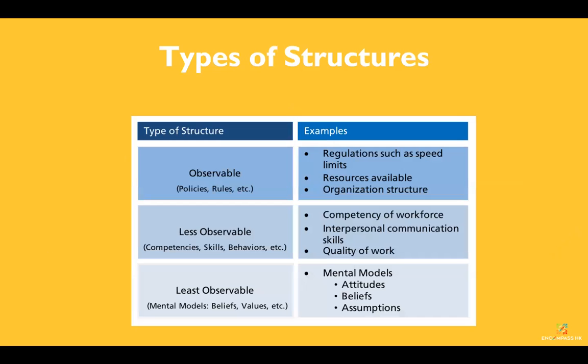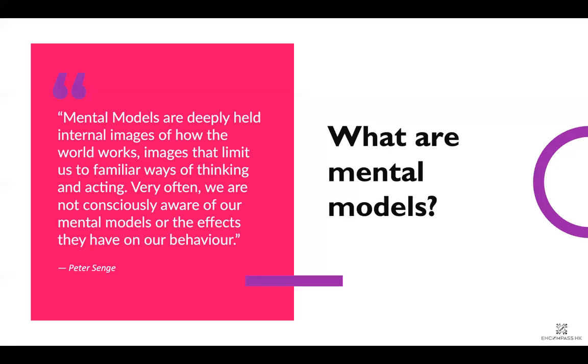Structure can be something observable. It can be policies or rules, or something less observable. They can be mental models. And I will explain what mental models are in a minute. Mental models are how we understand the world. They help you to understand life.